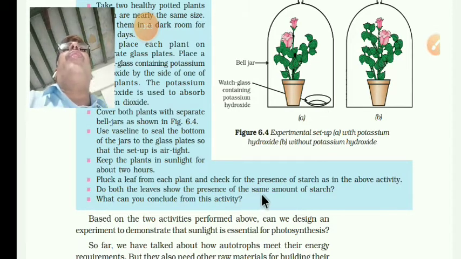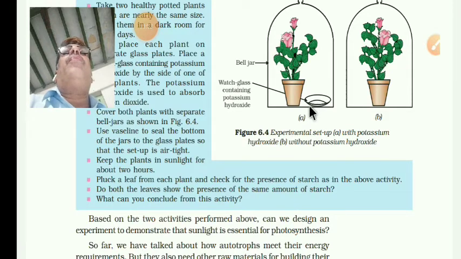Starch is not formed in the leaf of the plant kept under the bell jar along with the potassium hydroxide. Why? Because the bell jar contains potassium hydroxide, which absorbs the carbon dioxide from the air. Hence, the plant does not get carbon dioxide, and it cannot undergo photosynthesis. Okay.